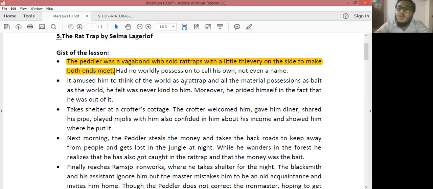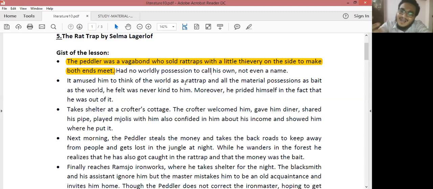So this man was not having anything. What was he doing? Only rat traps, and he was selling them in the market. The only belonging he had was the rat trap. And it amused him to think of the world as a rat trap. What was he doing?